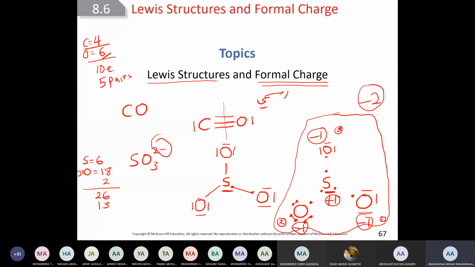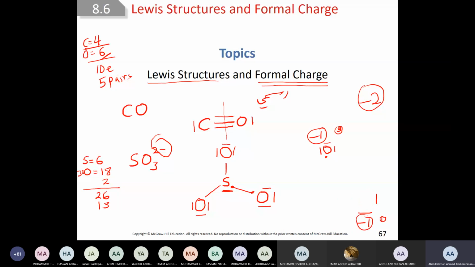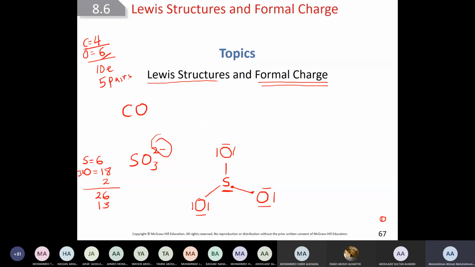So what I'm going to do now, I'm still working with, I want to take this away. And I want to do it one more time. And I want you to help me to redo it. One more time. We are still dealing with SO3 2 minus. I'll keep the structure and I will redo it now one more time.